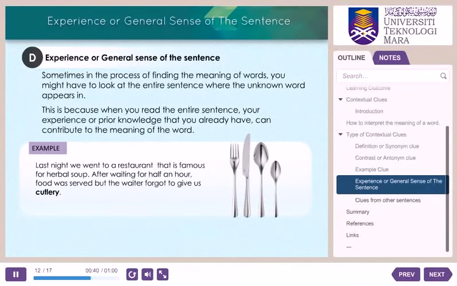So in the example given, it is obvious that if you go to a restaurant to eat food, you will need soup bowls, soup spoons, plates, forks, spoons, and knives. So it is very obvious because of our experience.